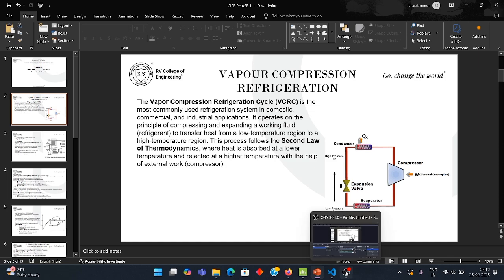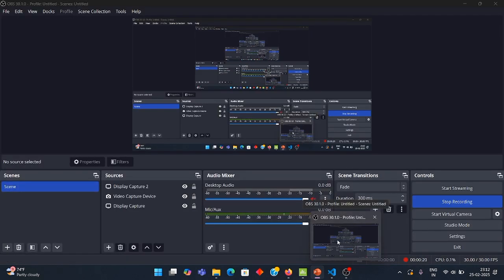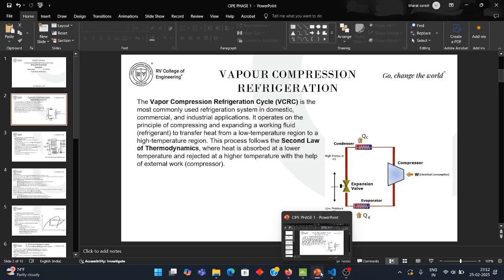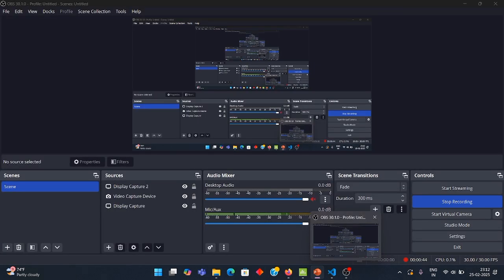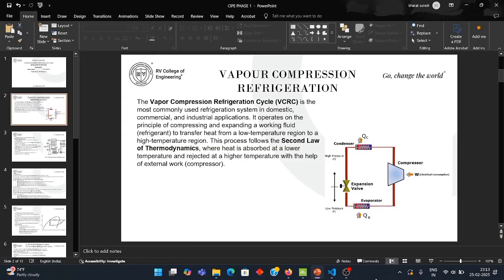The vapor compression refrigeration cycle is the most commonly used refrigeration system in domestic, commercial, and industrial applications. It operates on the principle of compressing and expanding a working fluid to transfer heat from a low temperature region to a high temperature region. This process follows the second law of thermodynamics, where heat is absorbed at a lower temperature and rejected at a higher temperature with the help of external work.